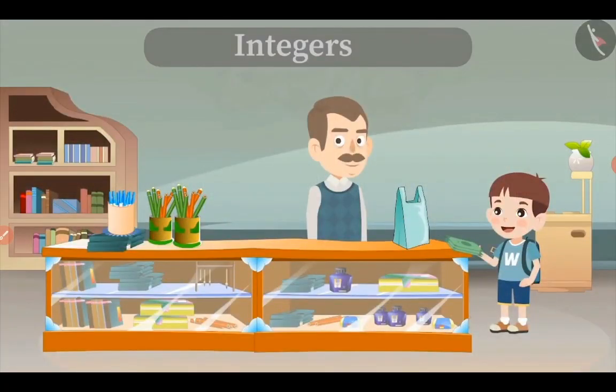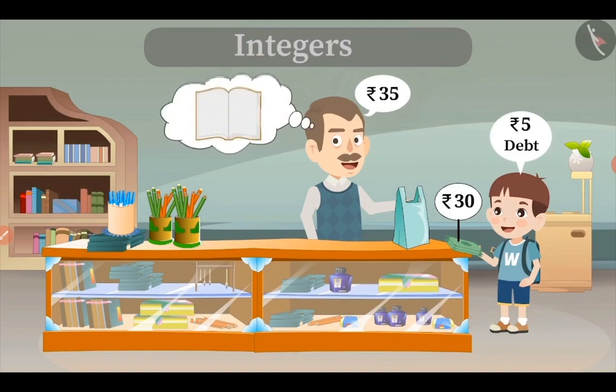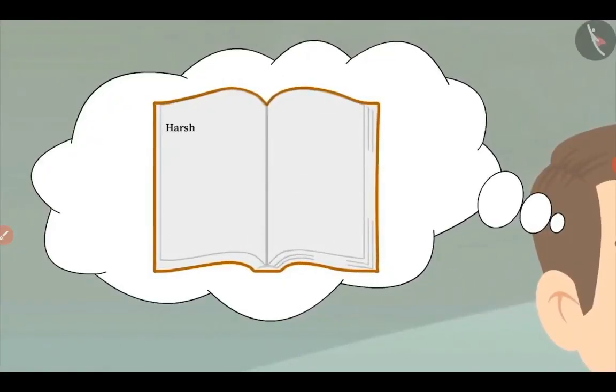Now let's suppose Harsh came to a shop with rupees 30, but he bought things for rupees 35. He pays the shopkeeper rupees 30 and keeps a debt of rupees 5. How do you think the shopkeeper will make a note of this? Any ideas? Think about it. Okay, the shopkeeper should write -5 in front of Harsh's name, where the negative sign represents the money Harsh is yet to pay him. Harsh owes him rupees 5.